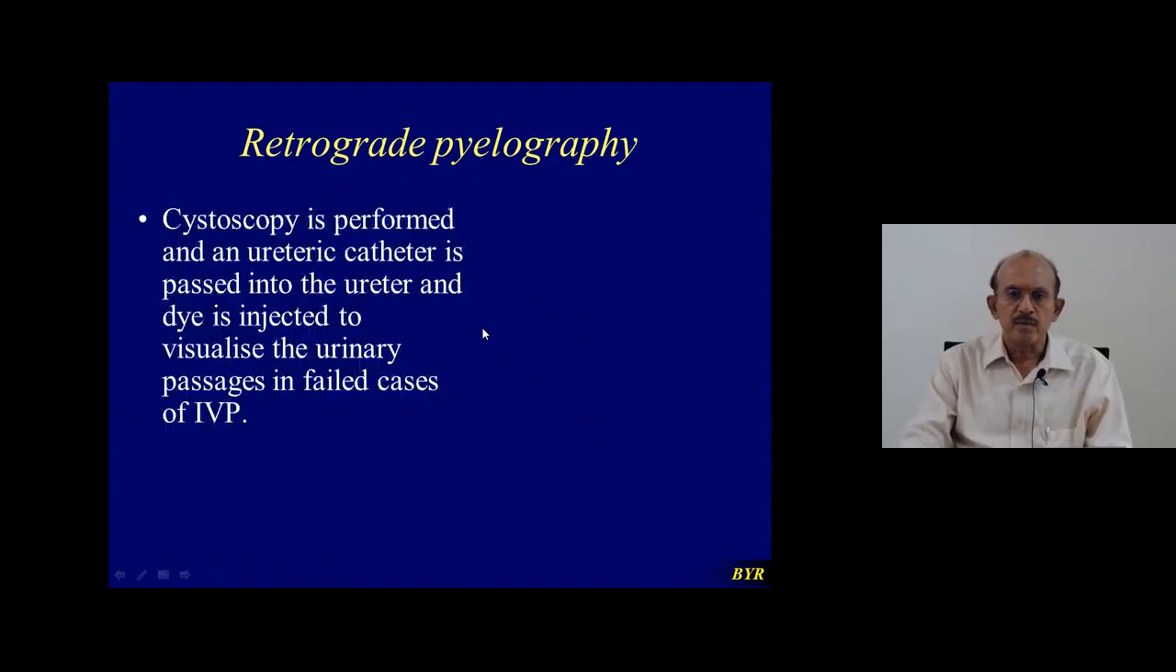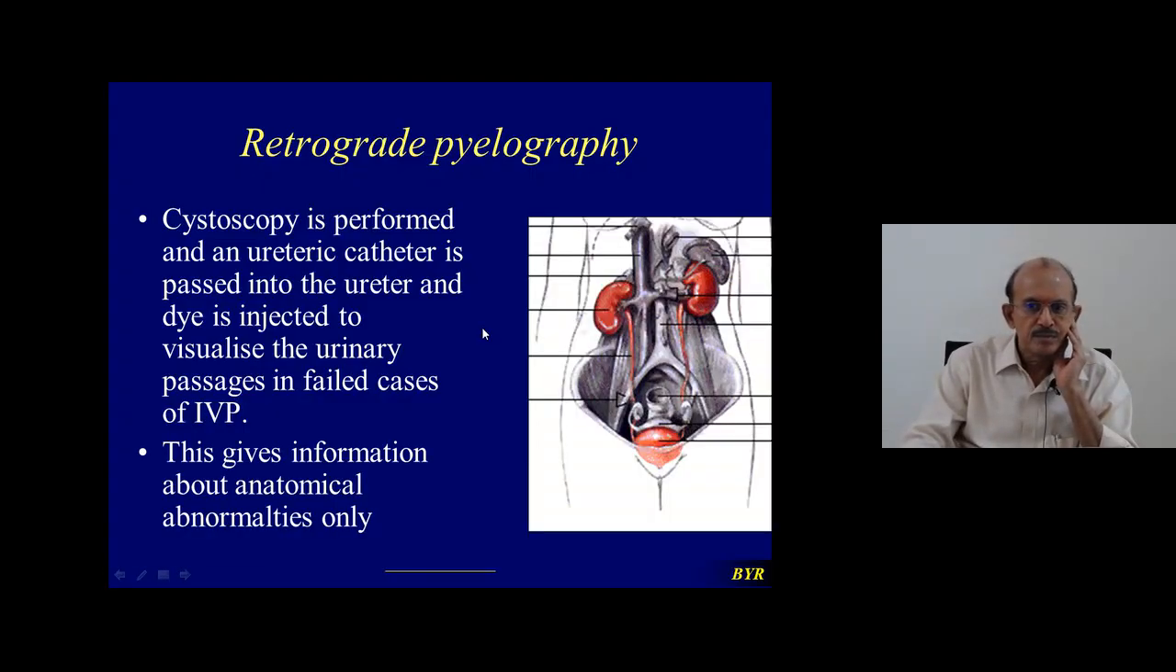Retrograde pyelography. Retrograde means the dye is injected from below to fill the ureters from below upwards. What you do is you pass a cystoscope, then with the help of the cystoscope you pass ureteric catheters into both the ureters. Then into the ureteric catheter you inject the dye. The dye will fill the ureters and you will see a shadow of the ureters.